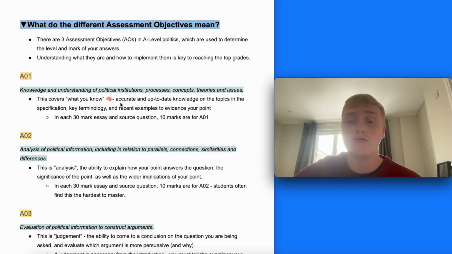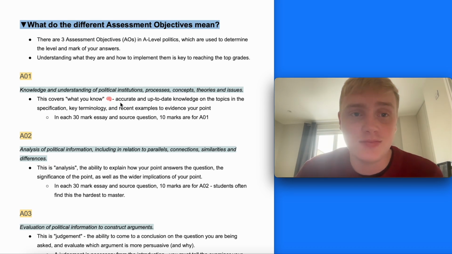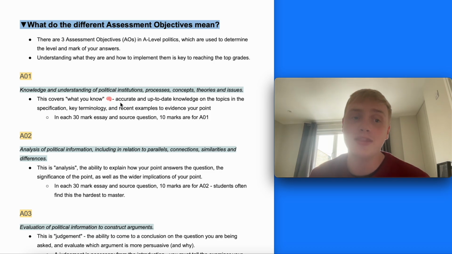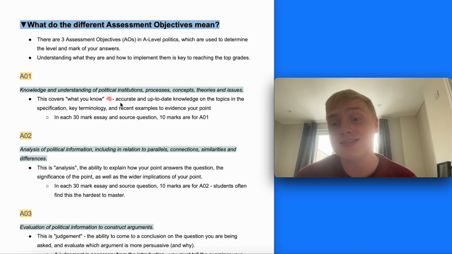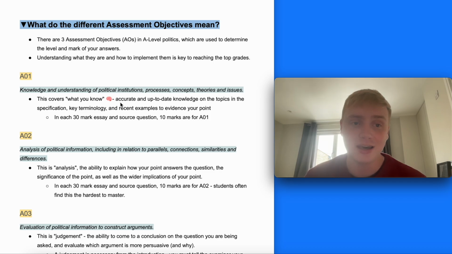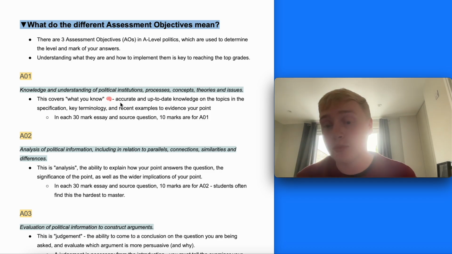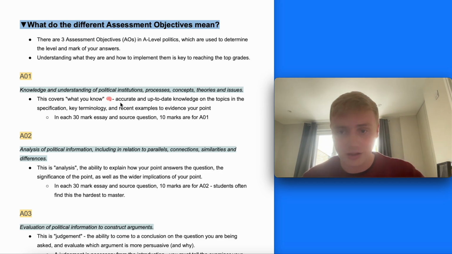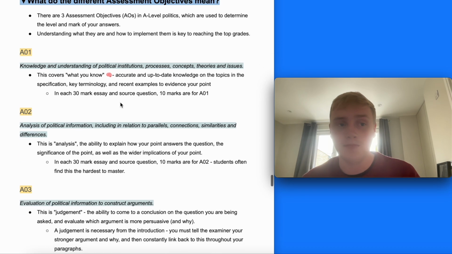What we're now going to have a look at, really important, is the assessment objectives. So there are 3 assessment objectives in A-level politics which are used to determine the level and the mark of your answers. These are what the examiner is going to be using when they're marking. There's an equal split across the exams between all of them. Obviously, some questions don't necessarily have AO3, the judgment, for example the 9 markers or the 12 markers, but the extract questions and the 25 markers have all of them.